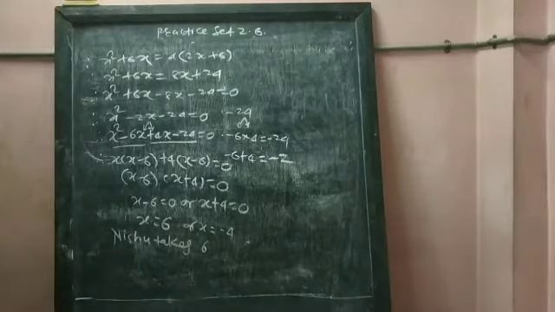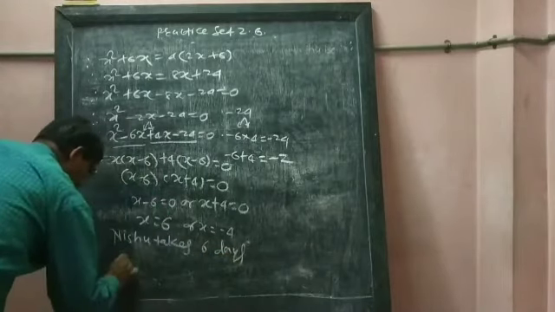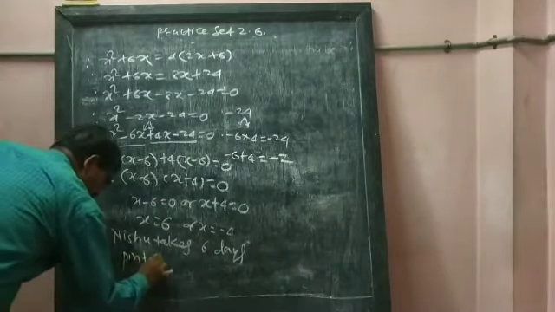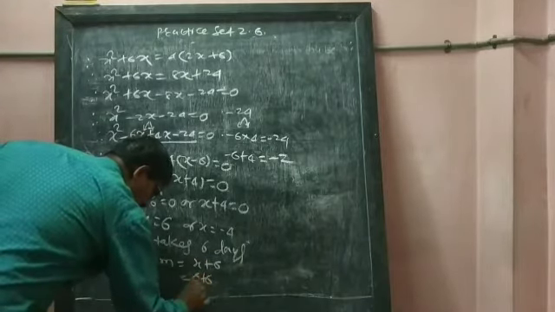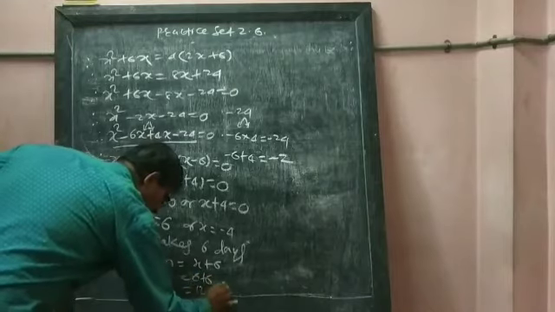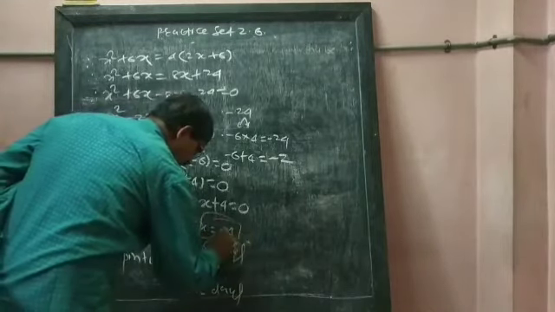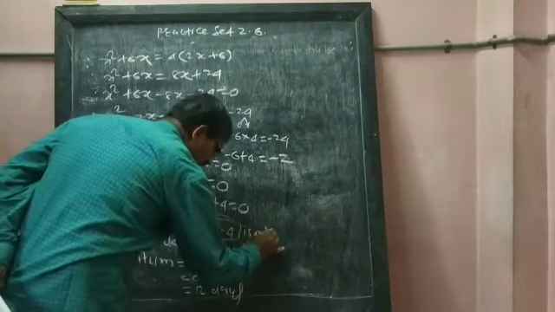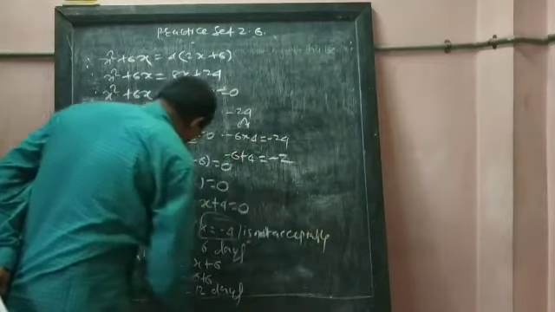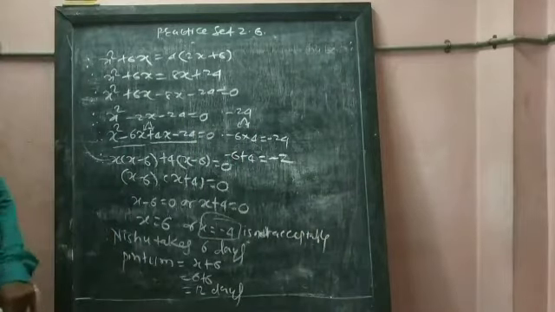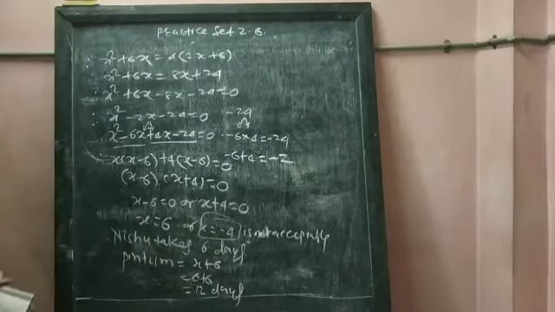Nishu takes 6 days. And Pintu takes 6 more days, means x plus 6. Thus 6 plus 6 means 12 days. Here you should write x equal to minus 4 is not acceptable. And therefore Nishu takes 6 days and Pintu takes 12 days.